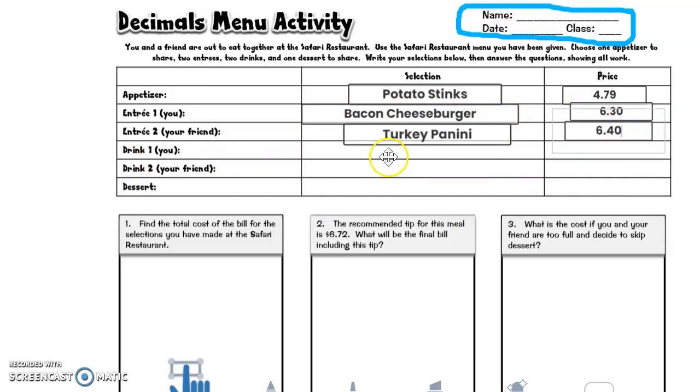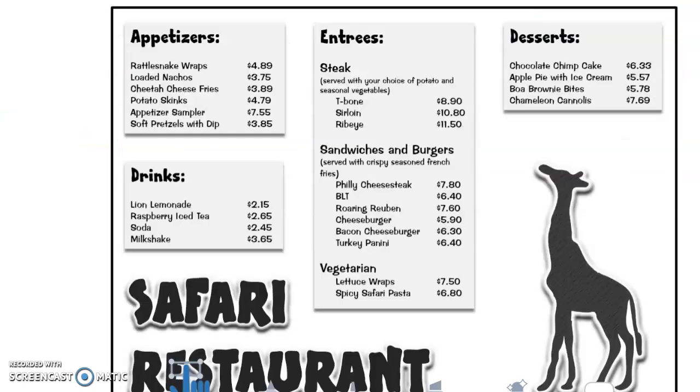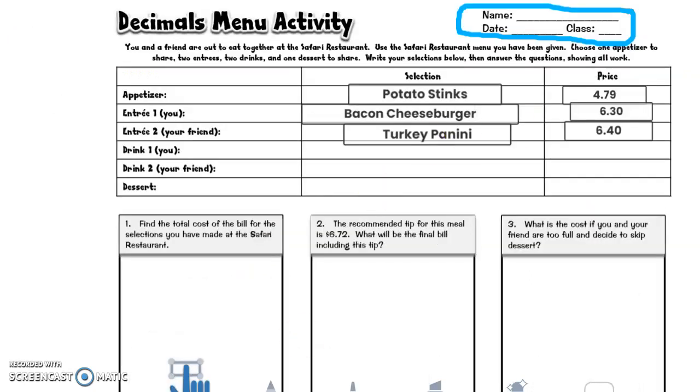All right. Now, a drink for me. So let's go back to the drinks. And though they're on slide 5, I'm going to go with the milkshake for $3.65. So I'm going to go back to slide 3, and I want the milkshake.